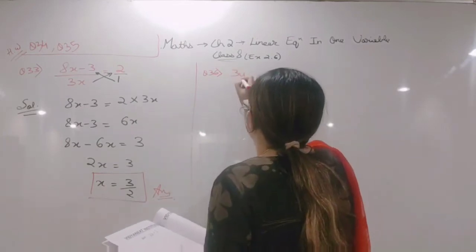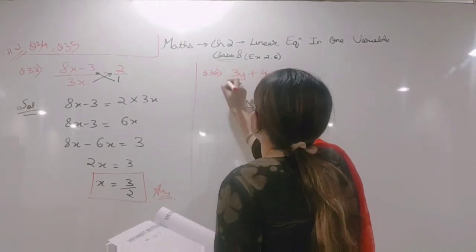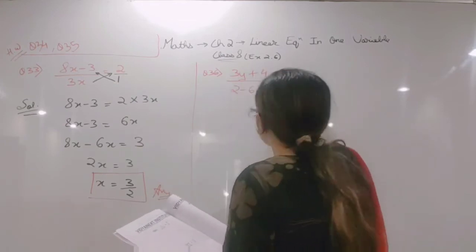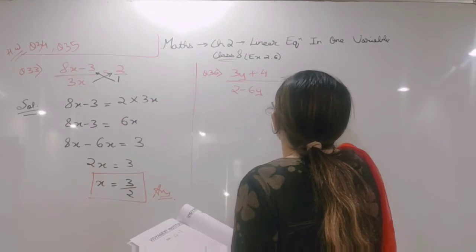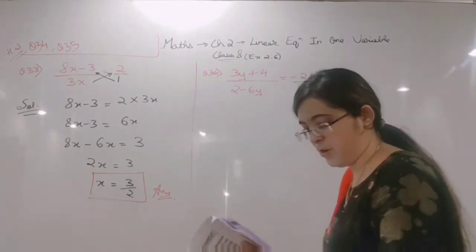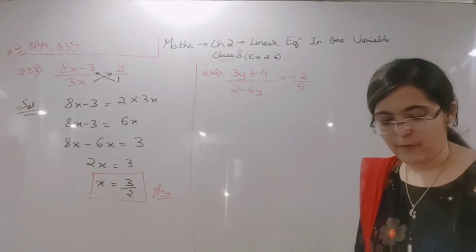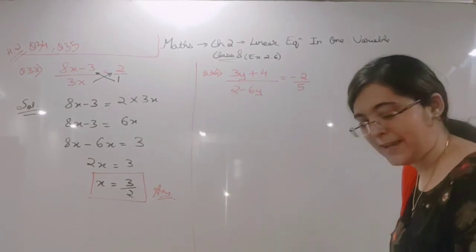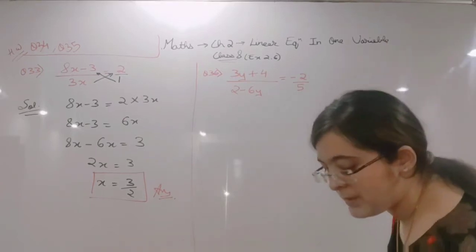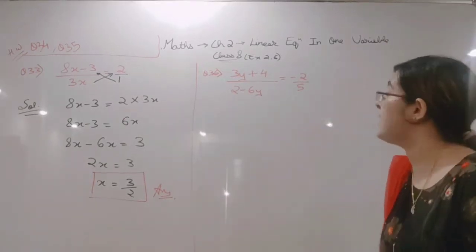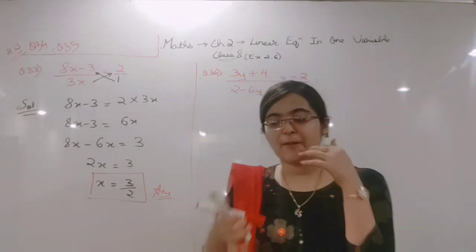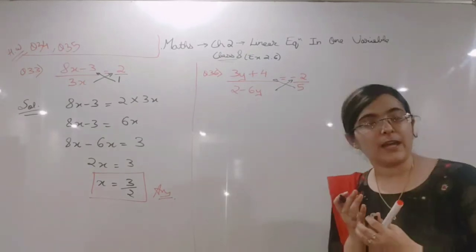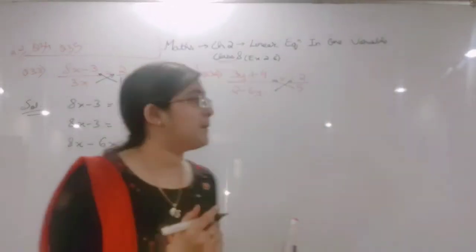See question 36, what is it? 3y plus 4 upon 2 minus 6y is equal to minus 2 by 5. See your question 36, what is it? 3y plus 4 upon 2 minus 6y is equal to minus 2 by 5. Here also we will apply the same formula. We will cross multiply it.